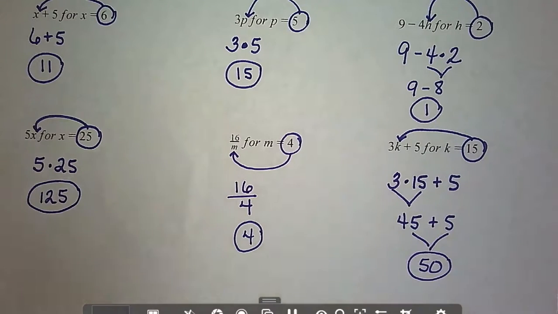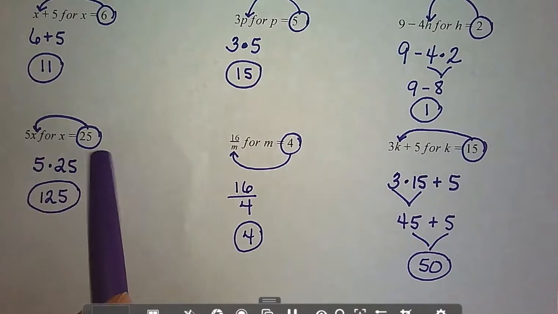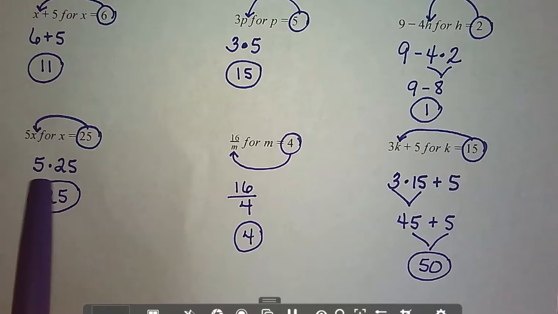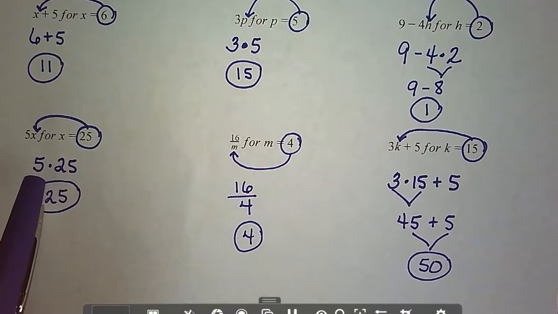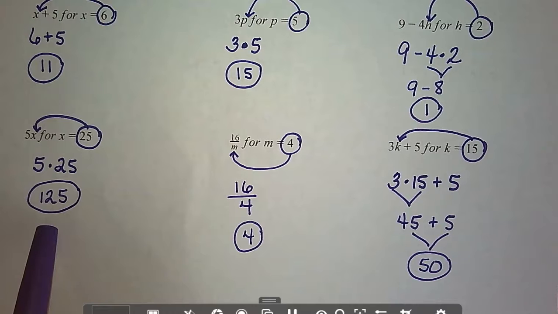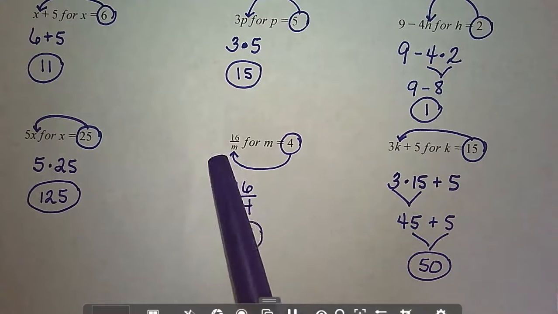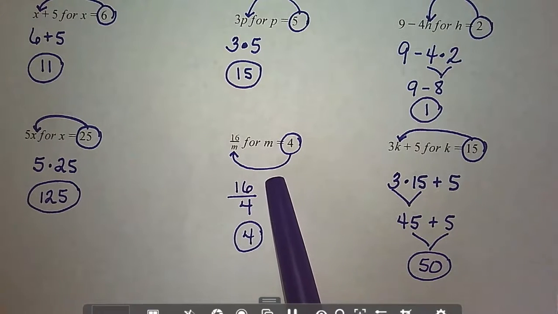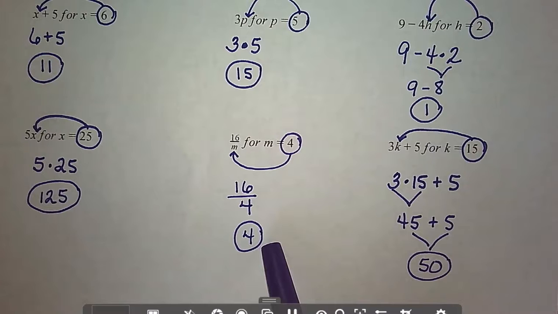All right, let's see how you did here. Did you replace the x with the 25 and then multiply 5 times 25? Did you remember to write an operation symbol here so we know it's multiply? And then the answer should have been 125. Replace the m with 4, and this becomes 16 divided by 4, which is 4.